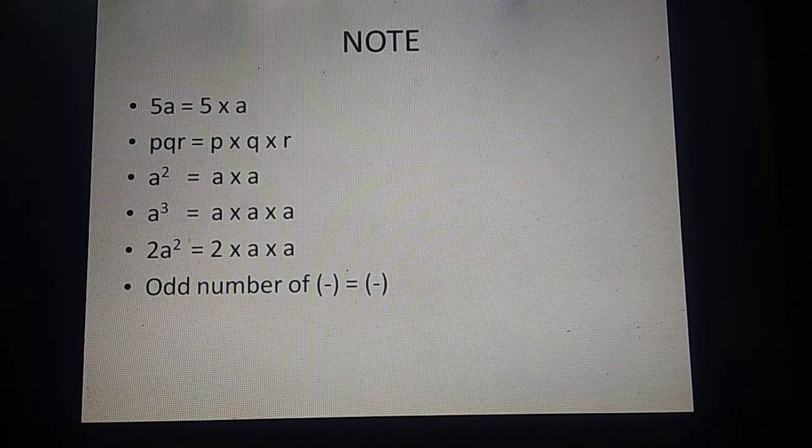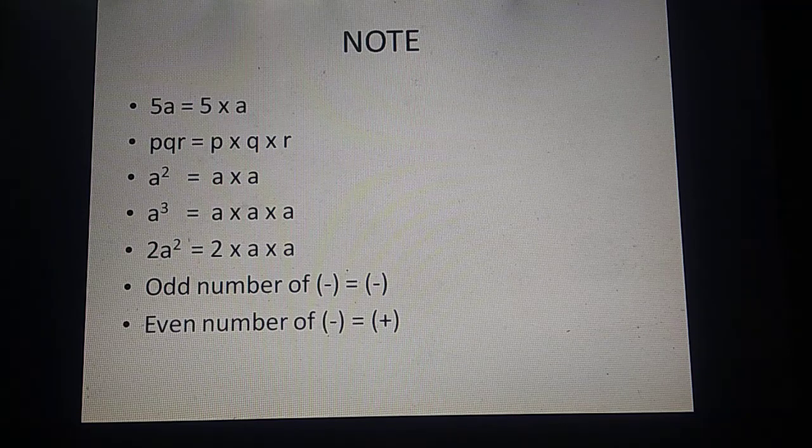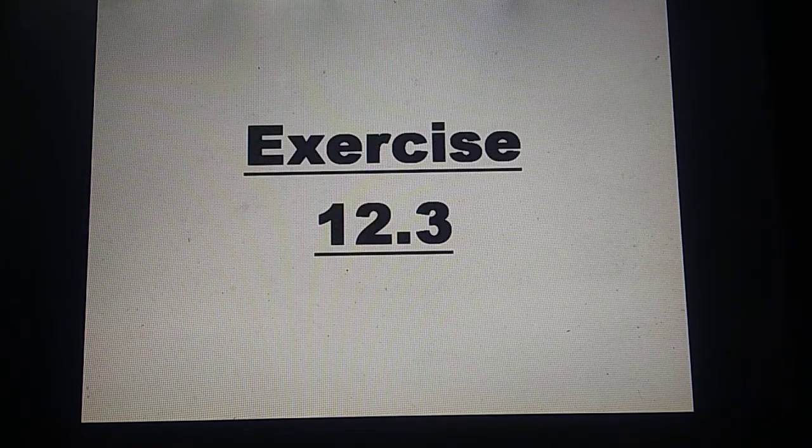Now my dear children, if you are multiplying terms and there are an odd number of terms with minus sign, then the final answer will be minus. Similarly, if there are an even number of terms with minus sign, then you will put a plus sign in the answer. Now let's see how. Exercise 12.3.